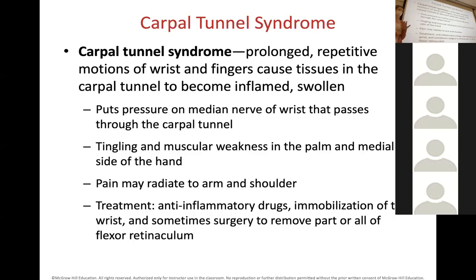And in really extreme cases, surgery might come into play to remove that fibrous sheath that's essentially creating this really narrow area, basically creating the carpal tunnel, to relieve the pressure on that nerve. So part of that flexor retinaculum can be removed, or all of it, depending on how bad the situation is.